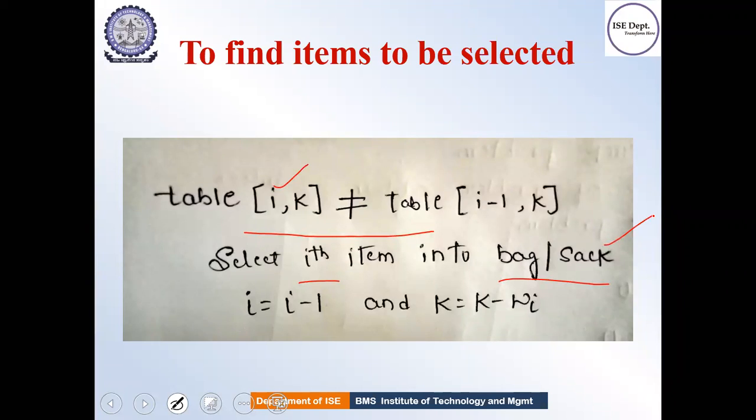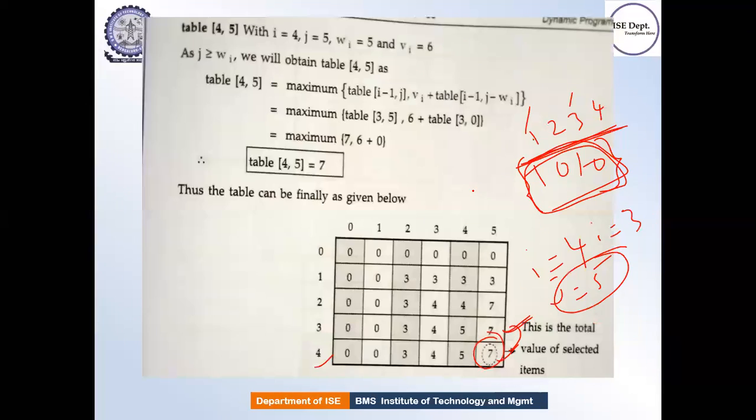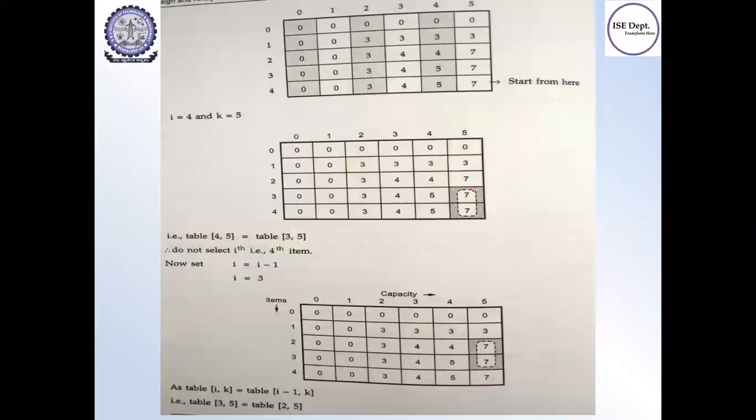Once you have selected, you should update the values: i is equal to i minus 1, k is equal to k minus w_i. Suppose these values are equal, then go for the next value; I decrement i and compare again, something like this. We'll see an example now. Start from here, that is 7. Now according to this, i is equal to 4 and k is equal to 5.